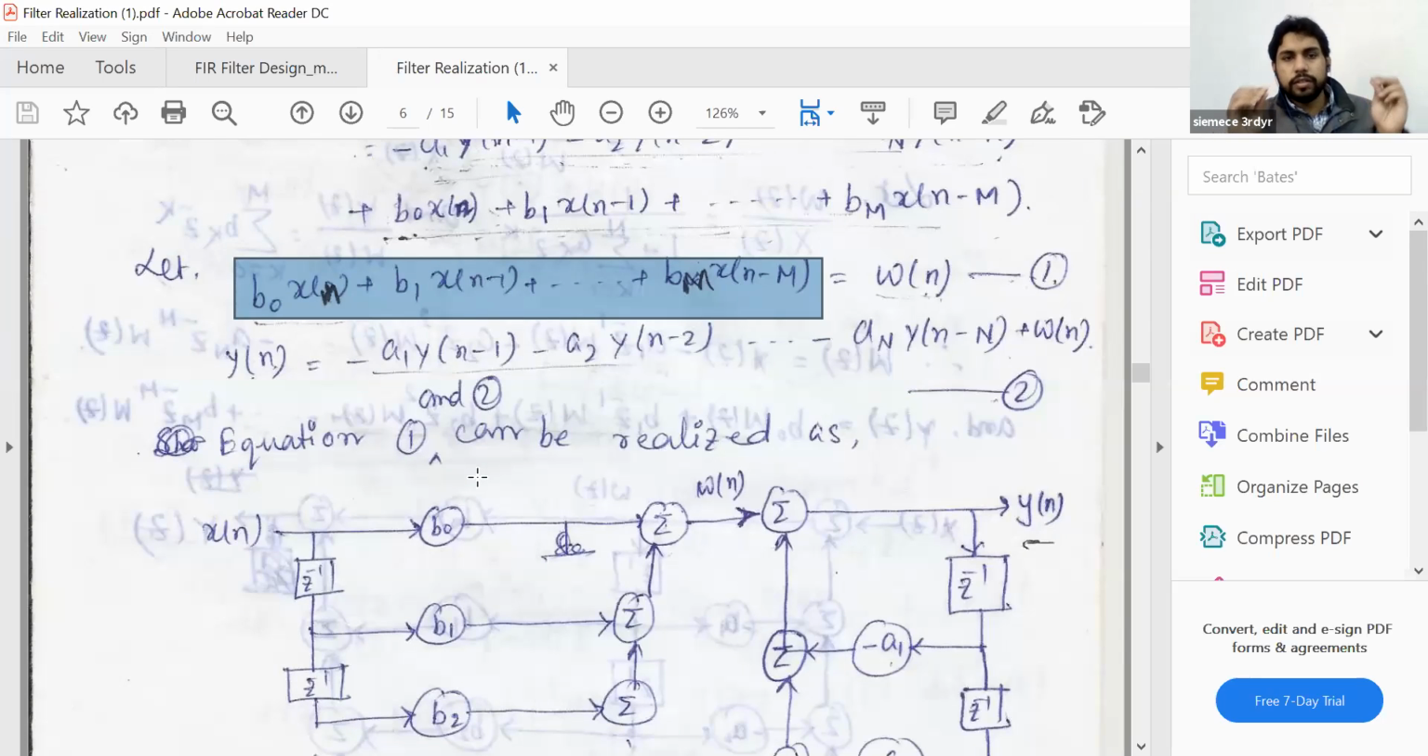Now I am expressing this mathematical equation in the form of a structure. And this structure is called DF1 structure.